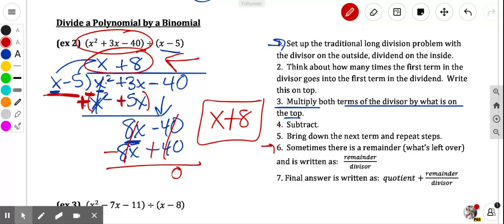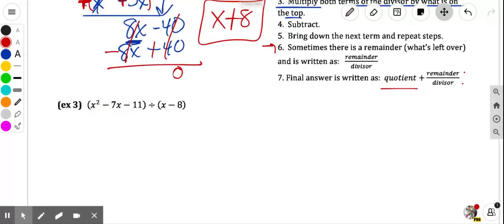Sometimes there is a remainder. If there was, you would write it as remainder over divisor. So you do quotient plus remainder over divisor. We'll revisit that on a next example. Okay, so let's do a few more. So this next one, we have x minus 8 is our divisor.